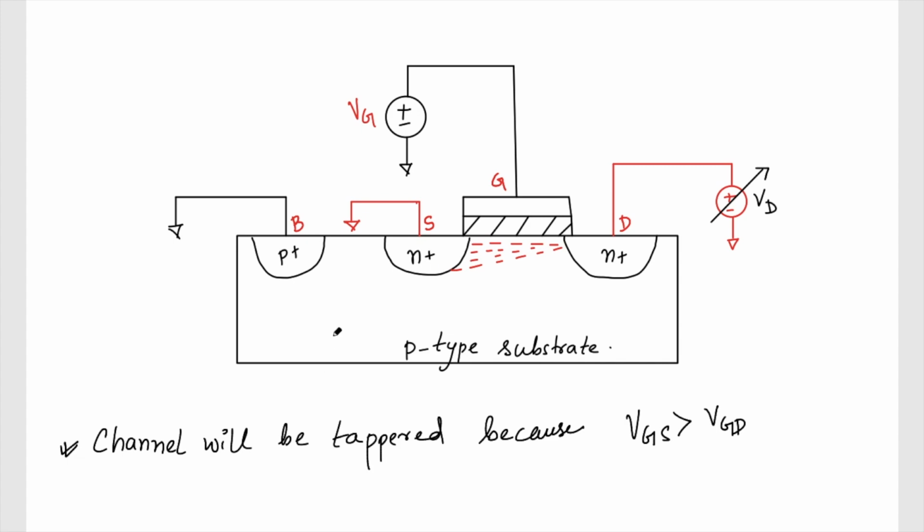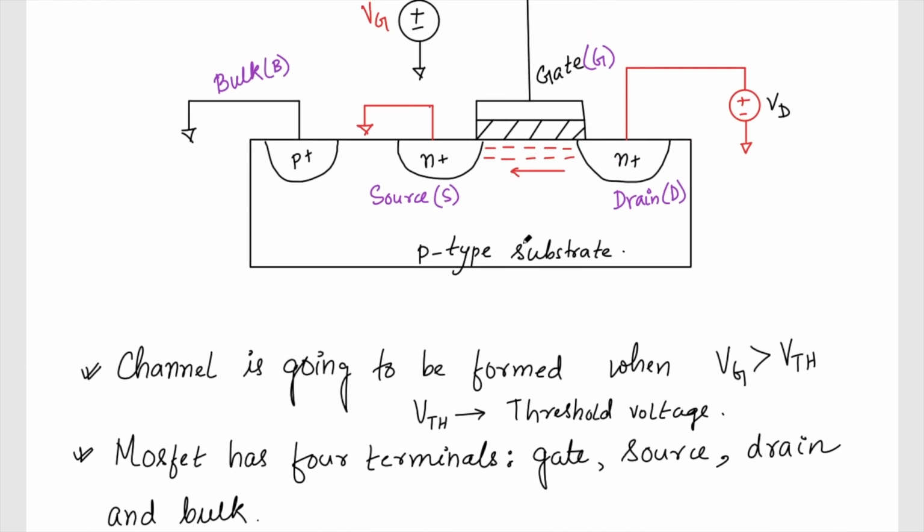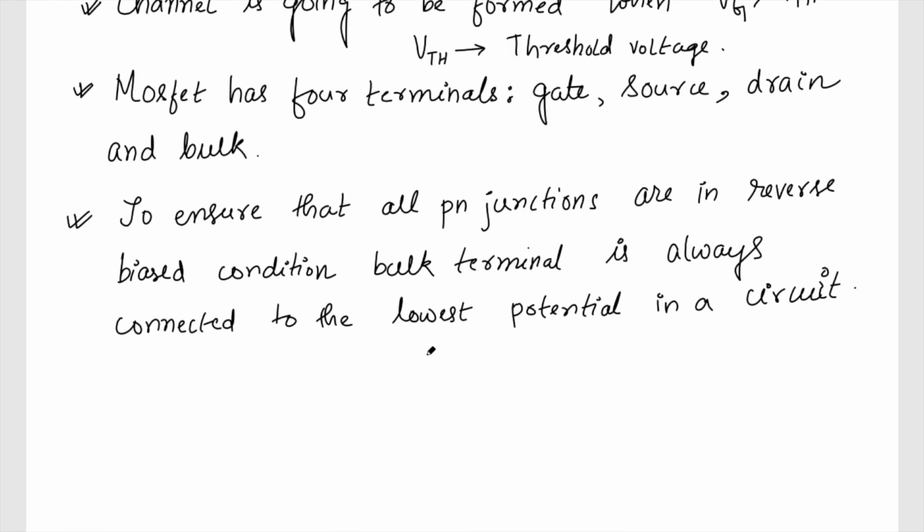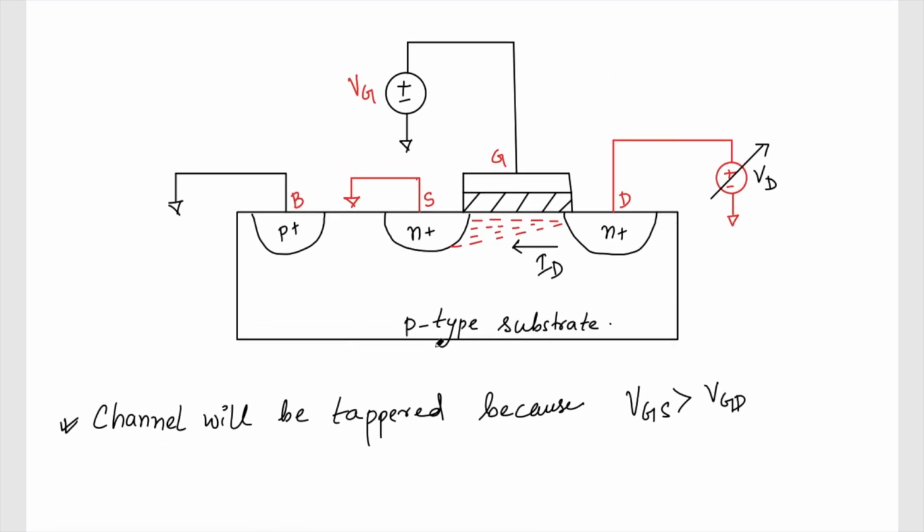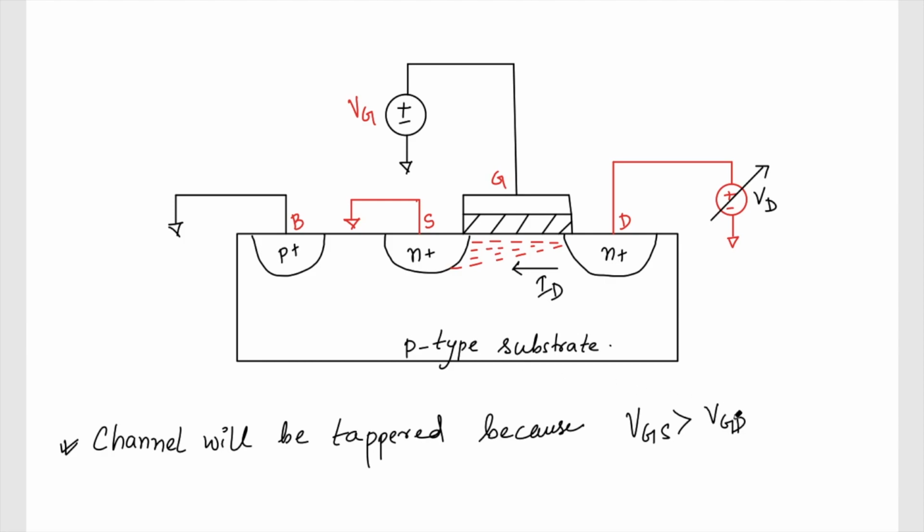And if VGS is equal to VGD, we know that there is no conduction of electricity. This current is also sometimes called ID, the drain current. So ID is going to become 0 if my VGS is equal to VGD. So I need to have VGS greater than VGD. Then this kind of current is going to flow. But again, the channel is going to become tapered.